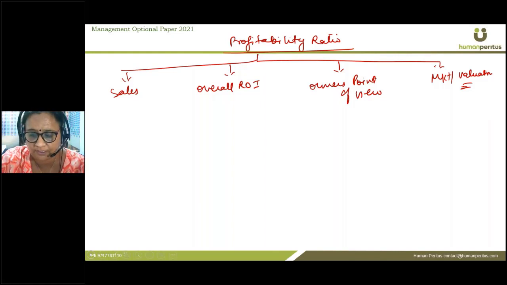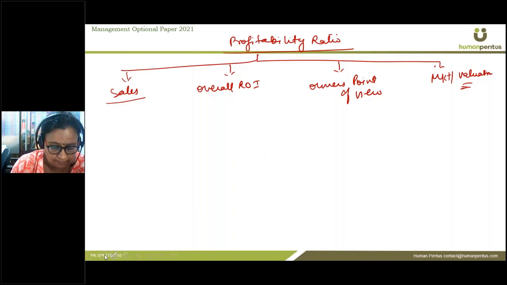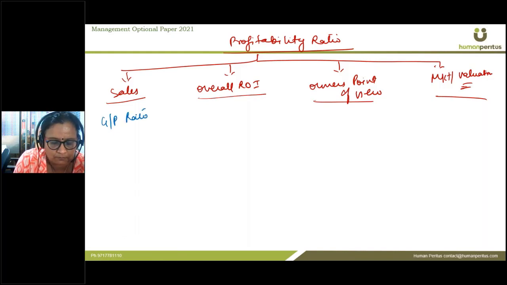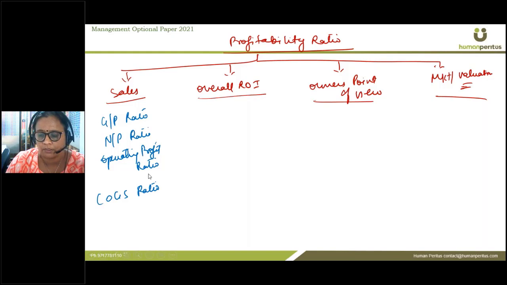So we are talking about sales. Under the ratios which are related to sales, they can be categorized under GP ratio, net profit ratio, right? Operating profit ratio, cost of goods sold ratio, right? And so on. In operating ratio, financial expenses ratio.